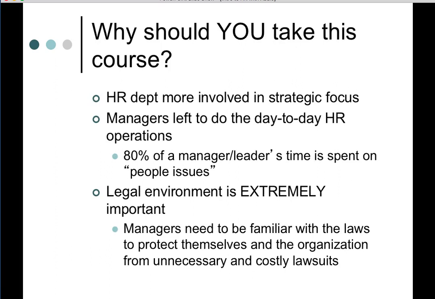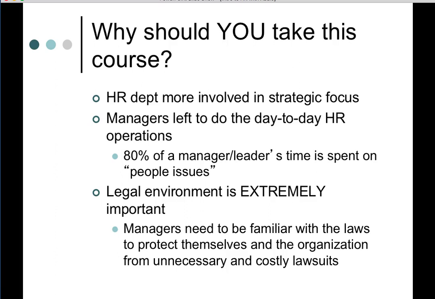Our last two slides, trying to get at things like why you should take this course. And I think I've already implied that HR is much more involved now in more strategic initiatives, right? They're more involved in how can we use our employees to the best of our competitive advantage, to create a competitive advantage. What skills do they have? How can we utilize those skills to be more productive, to be more creative?